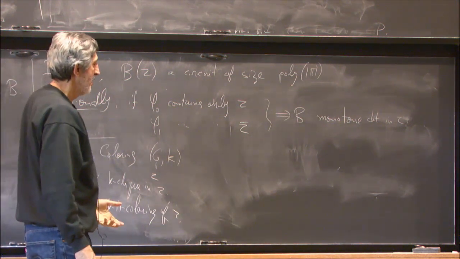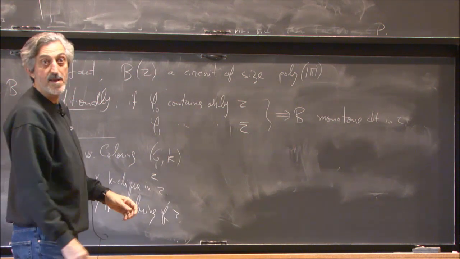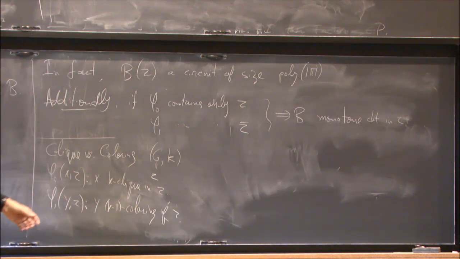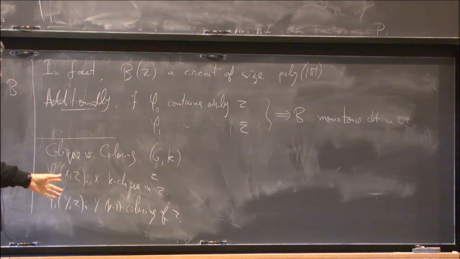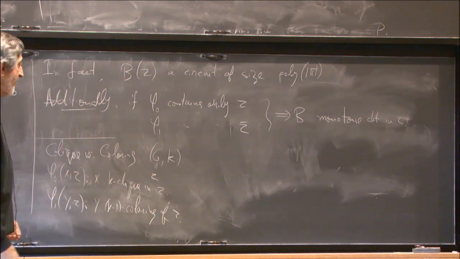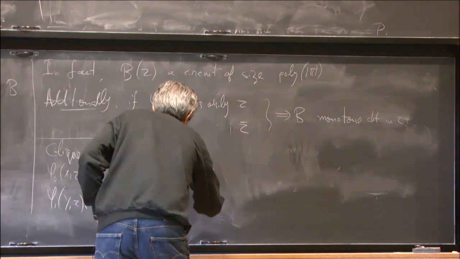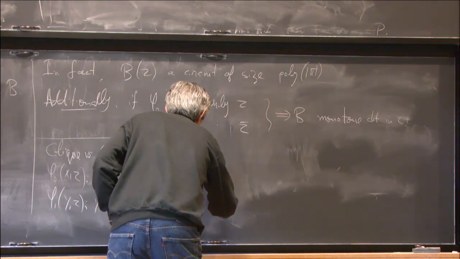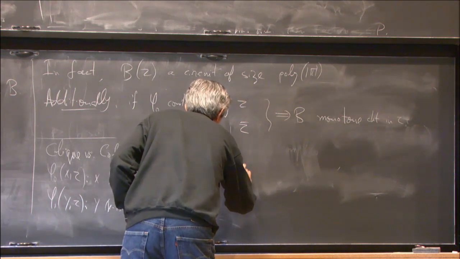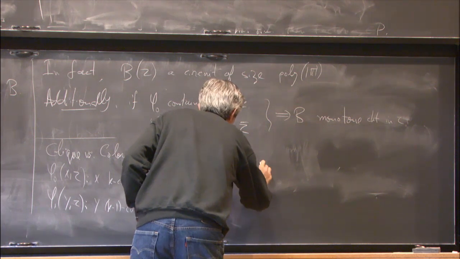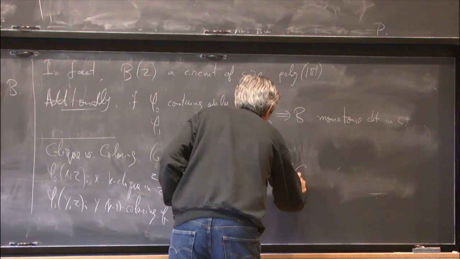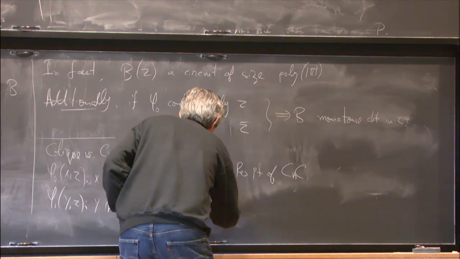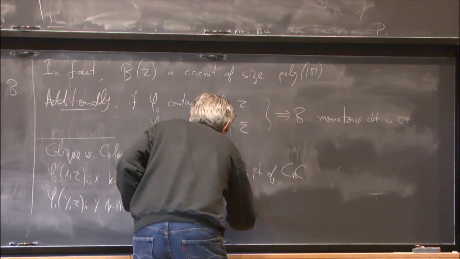I showed it last time. Let me not show it again. There is a very simple encoding that will allow you to do that. So basically from this we get that a size S resolution proof of clique versus coloring implies a monotone circuit.